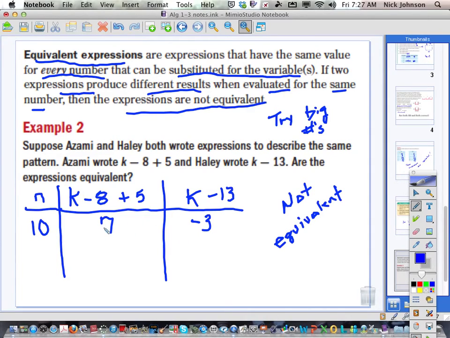If they came out to 2 and 2, then you'd have to try another number and see if that worked. If that worked, try another number. If you tried 3 times and they all work, you're probably good.